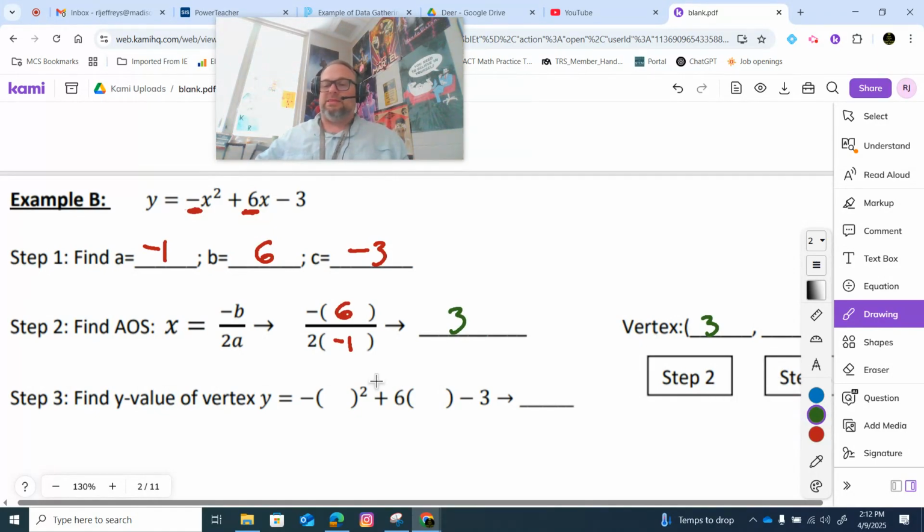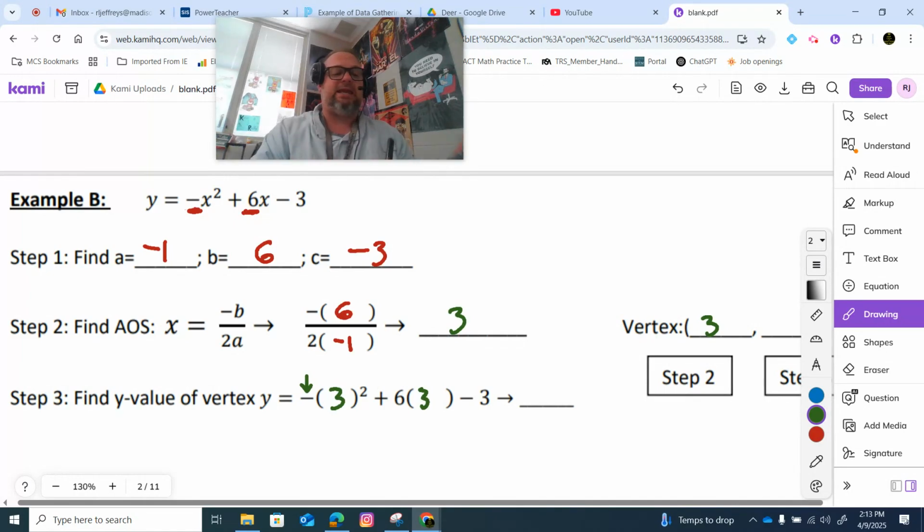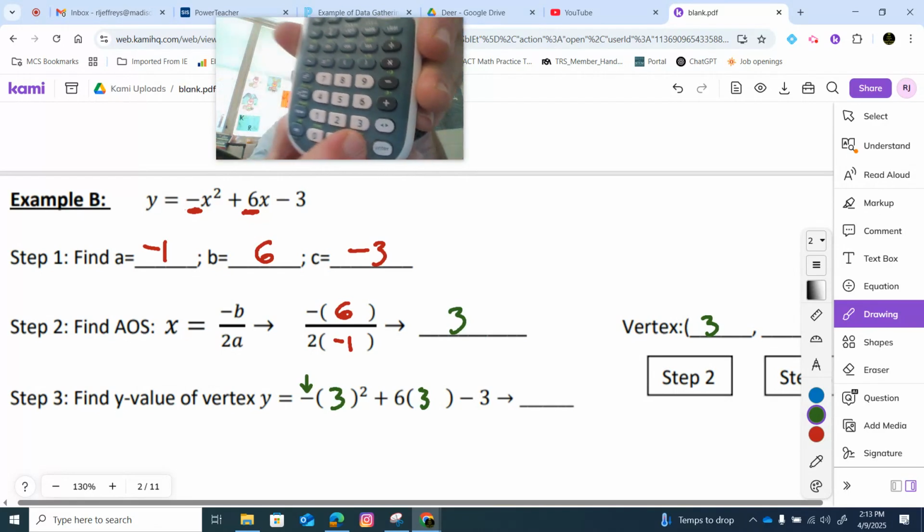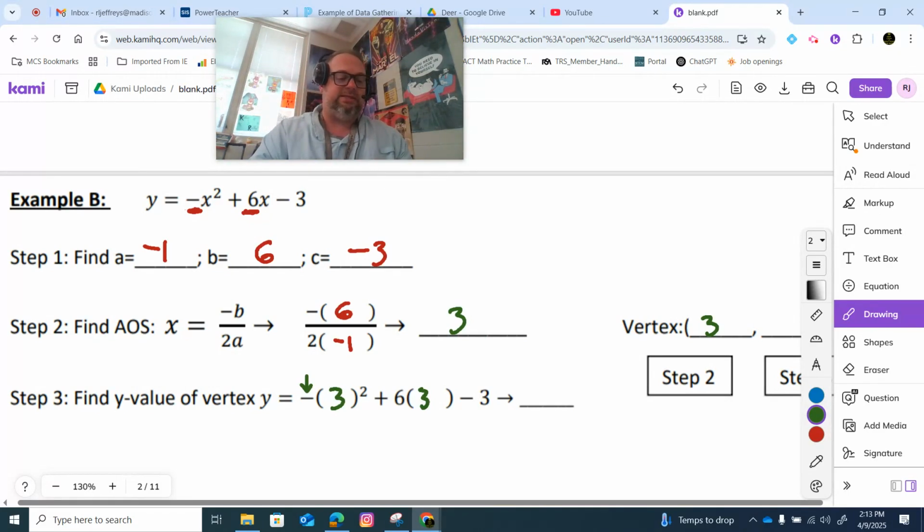All right. Now I take that 3 and I plug it in right here. Now, when you're doing this at a calculator, that is not a minus sign. That is a negative. It's this one right here. It's so negative parenthesis. Yes, it does matter if you type it. It's got to be just like it is on paper.